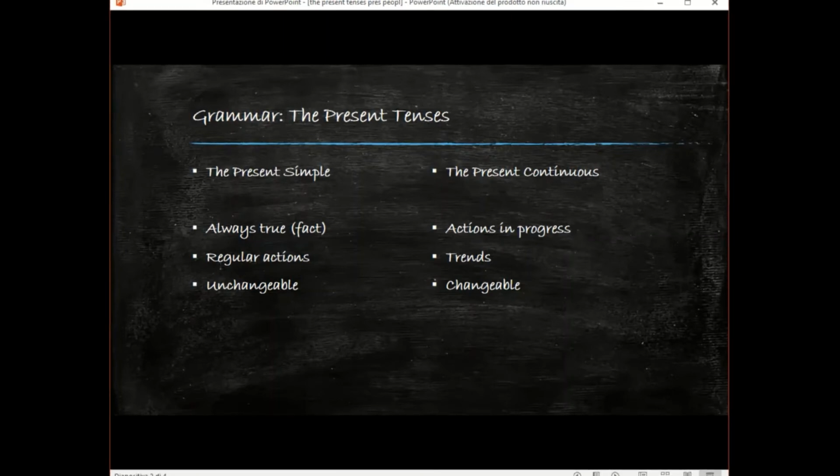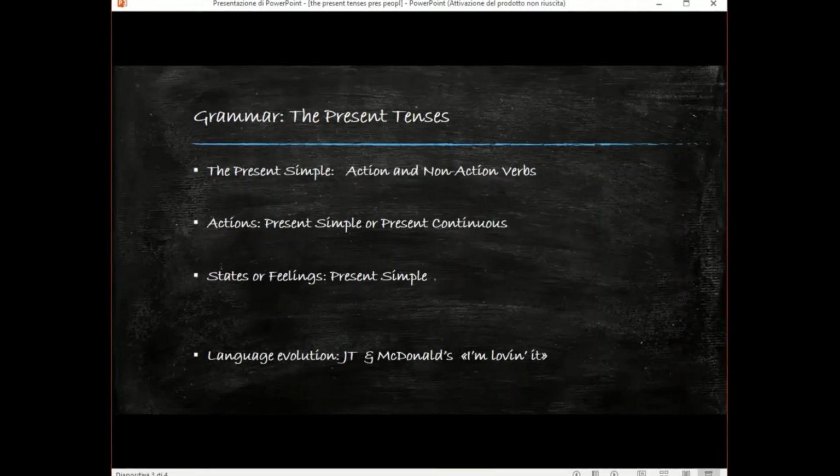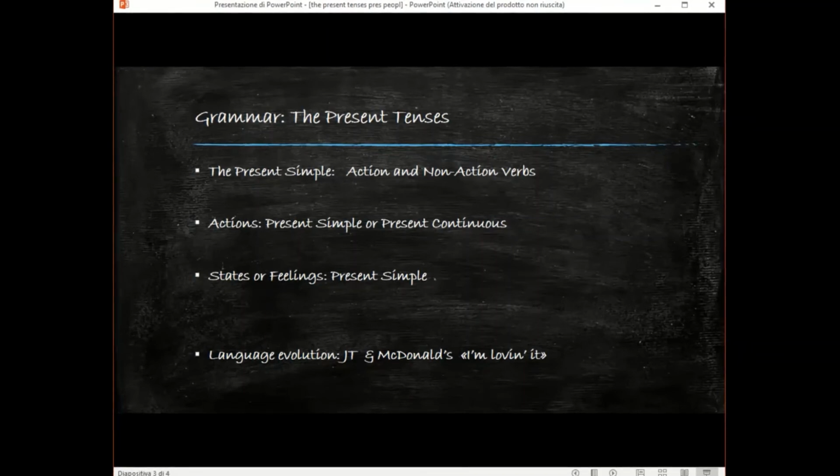We usually use the present simple with both action and non-action verbs. With actions, we can use either the present simple or the present continuous, depending on what type of time frame we are trying to express. For states or feelings, on the other hand, we generally use the present simple. For example, know and like, we don't say I am knowing, or they are liking. We say I know or they like.